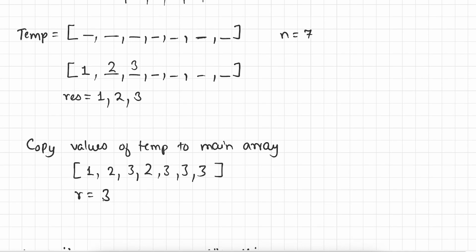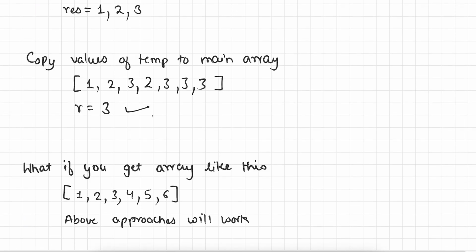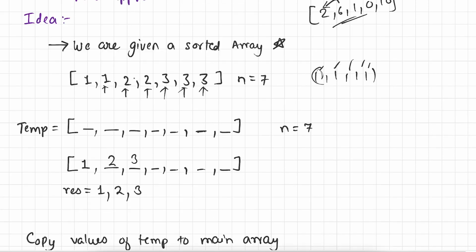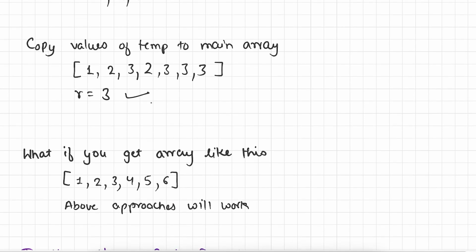And the value of result is going to be 3. It means there are 3 distinct elements present in this array. Okay, great. Now what happens if you get an array like this: 1, 2, 3, 4, 5, 6. In this array, we do not have any copies. All elements are distinct.